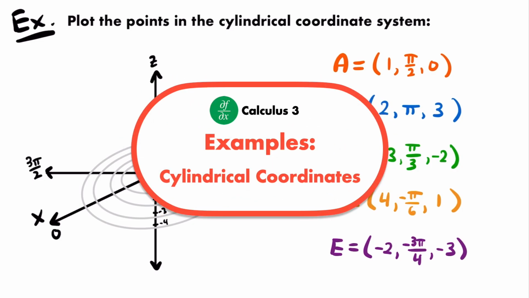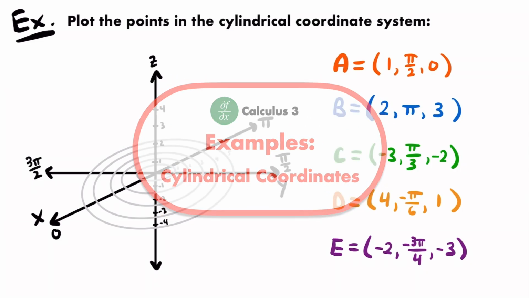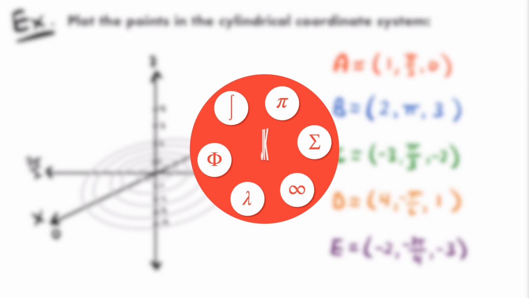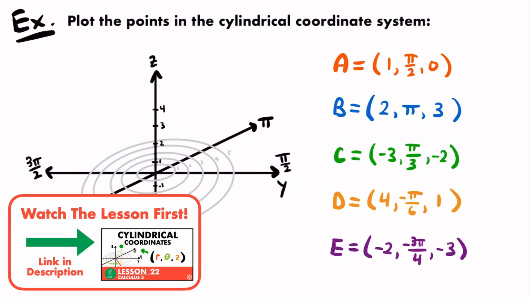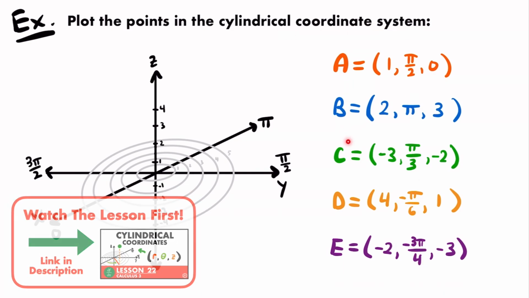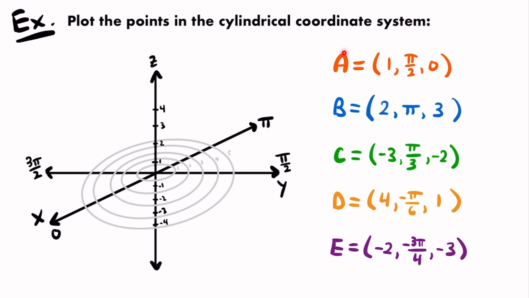Welcome back. Let's practice working with cylindrical coordinates. All right, so here's our first example. We want to plot the points in the cylindrical coordinate system. And we have 5 different points that we want to plot: points A, B, C, D, and E. Let's start with point A.